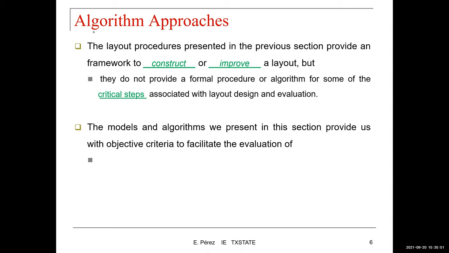See, most of them rely on these qualitative aspects, these rankings. If you remember our previous lecture, we were providing these ranks in terms of the relationship between departments and then using that information to allocate the departments in a space. But the quantitative aspect was very limited. So now we're going to be looking at algorithms that are including that quantitative aspect into the decisions. The models and algorithms we present in this section provide us with objective criteria to facilitate the evaluation of different layout alternatives that emerge in the process.